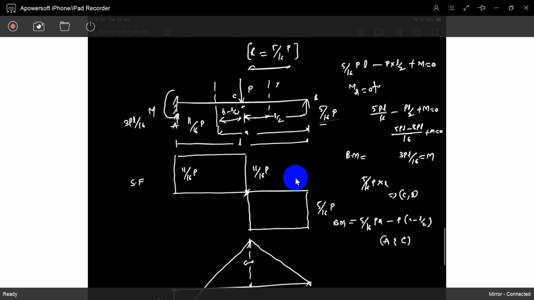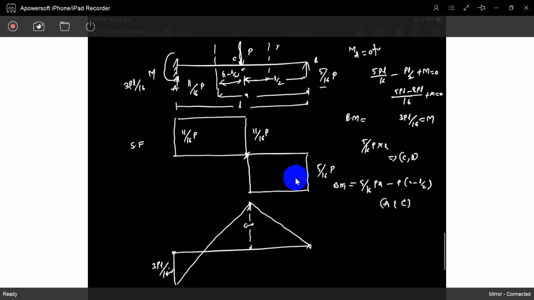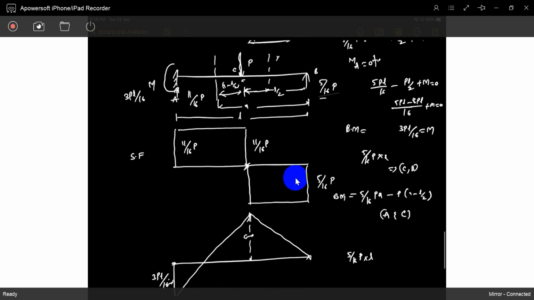Okay, so this has a concentrated load. It is called a concentrated load. So what is that value? See, it is exactly 5P multiplied with L, that is a moment. It's 5P by 16. So that's it, no need to calculate it. Not L, it's L by 2. 5P by 16 multiplied with L by 2. So that is how we get 5PL by 32.